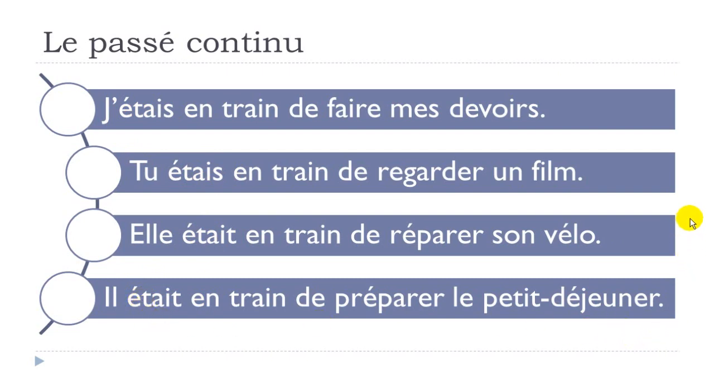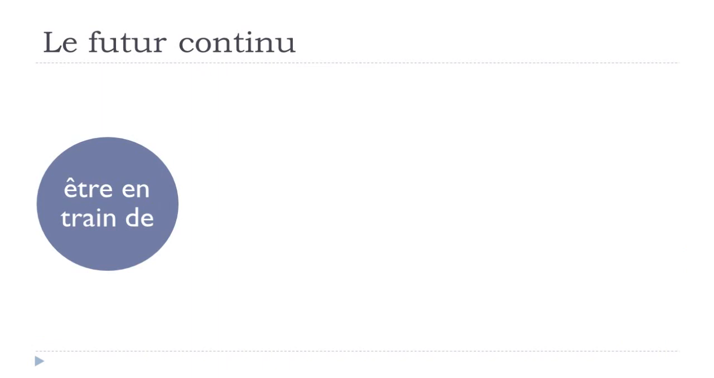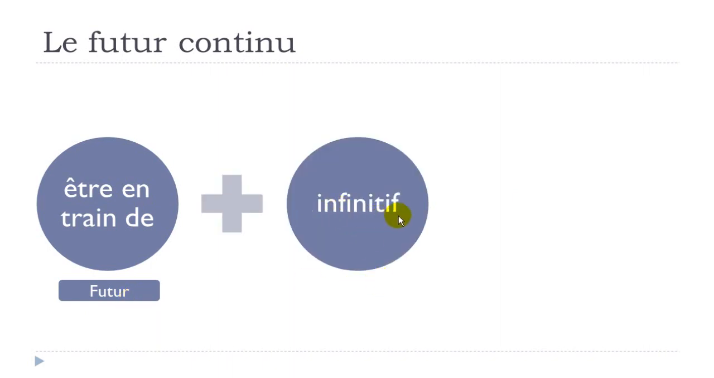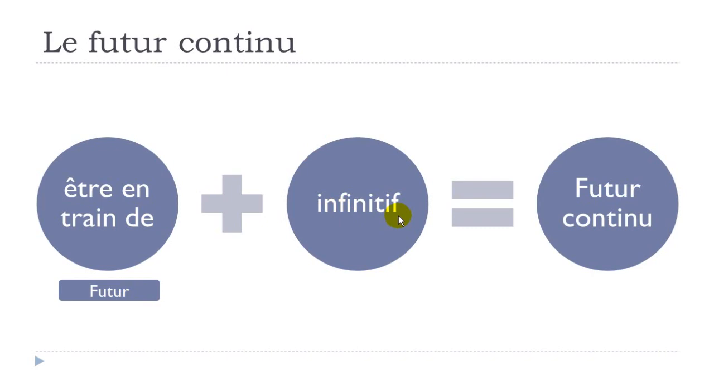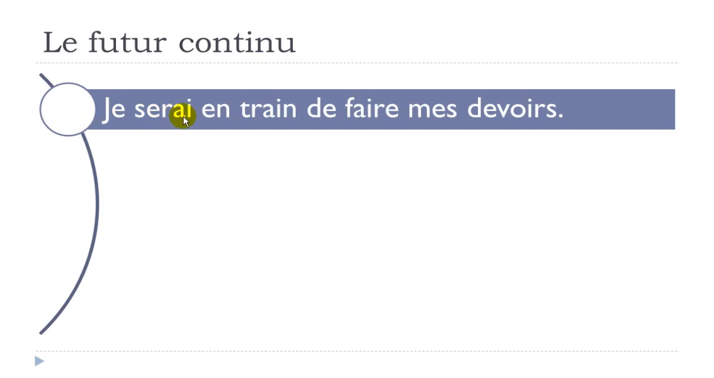All right, and in the same logic, we could put this structure at the future as well. Why not? So, le futur continu. And in that case, exactly the same structure, so être en train de, but then obviously, être should be at the future form, okay, so the real one, and then the infinitive form, just to get this futur continu. Okay, same example, same sentences, so je serai en train de faire mes devoirs.